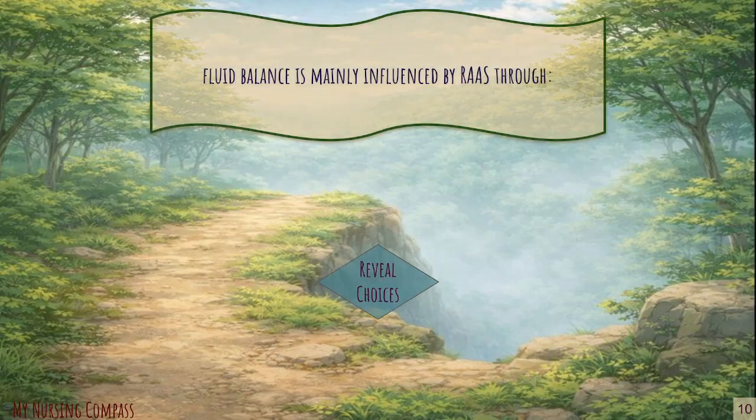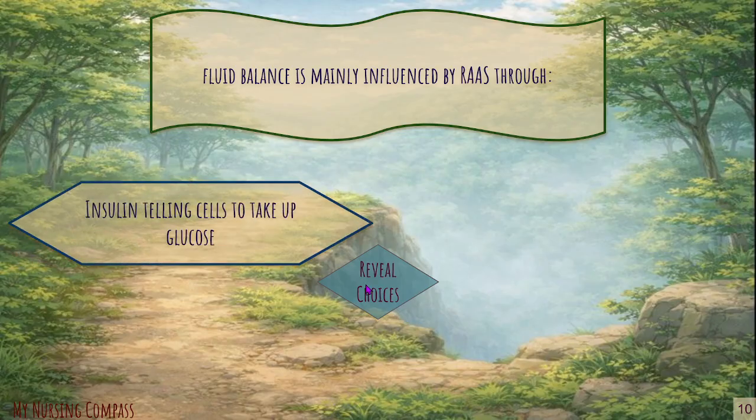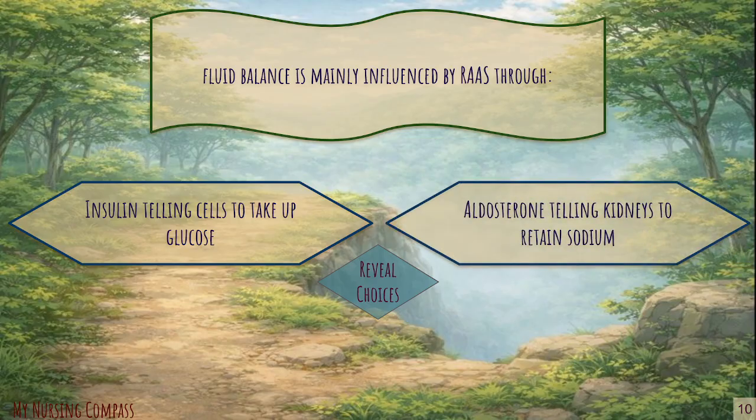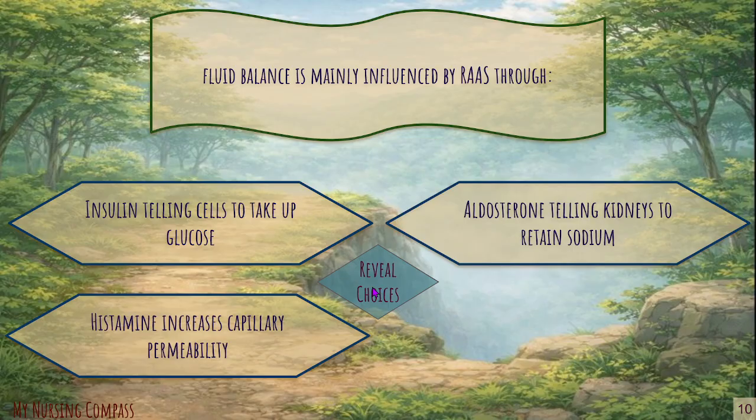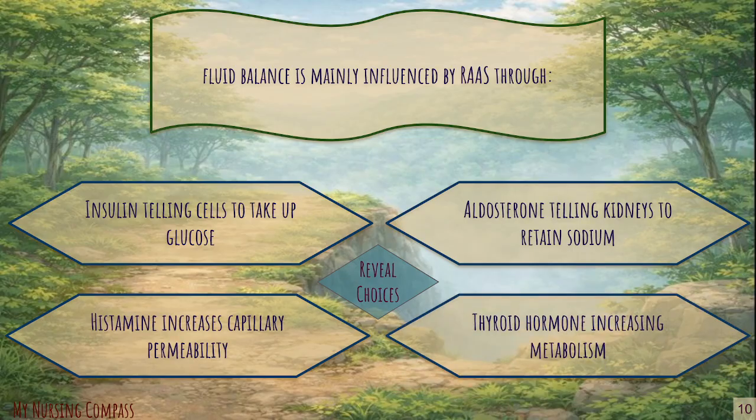Question number 10. 5 more to go. Y'all are doing amazing. Fluid balance is mainly influenced by RAAS through what? Insulin telling cells to take up glucose. Aldosterone telling kidneys to retain sodium. Histamine increases capillary permeability. Thyroid hormone increasing metabolism. Fluid balance is mainly influenced by RAAS through what?